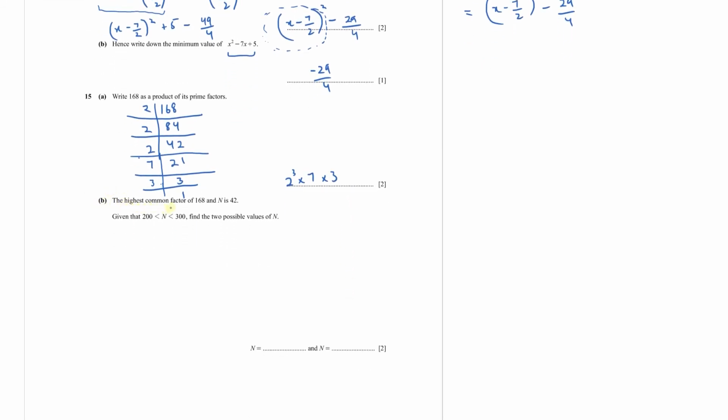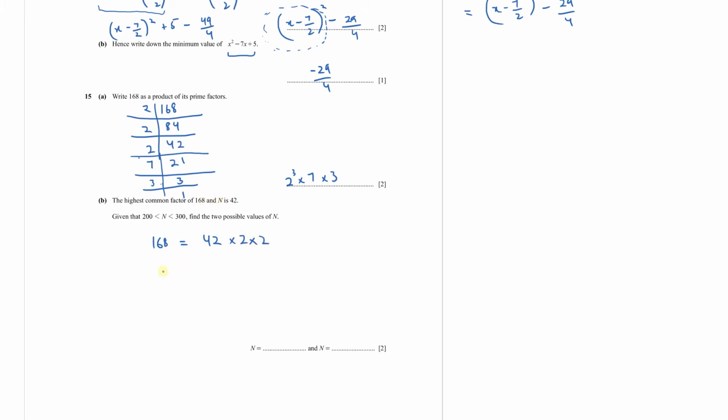Part B is the highest common factor of 168 and n is 42. Given that n is between 200 and 300, find the two possible values of n. So 168 and n have the highest common factor 42. That means I can write 168 as a multiple of 42. So 42 times 4 is 168. So 42 times 2 times 2 is 168.